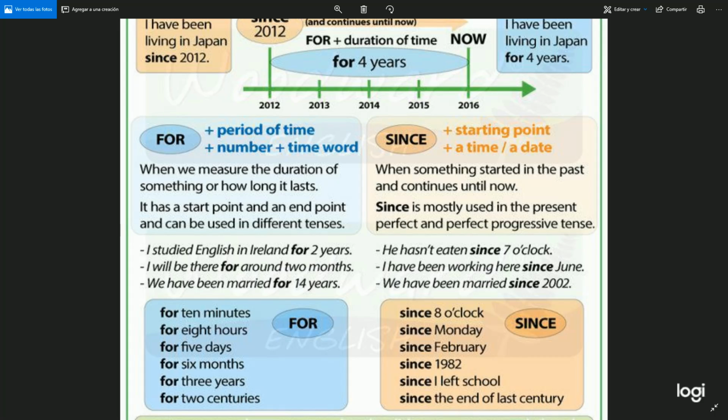Next one is I have been working here since June. "Since June" is exactly the month that I started working. So I have been working here since June. The idea is for several months maybe. And finally, we have been married since 2002. This is the year when we finally decided to get married. So right now you have a specific time.